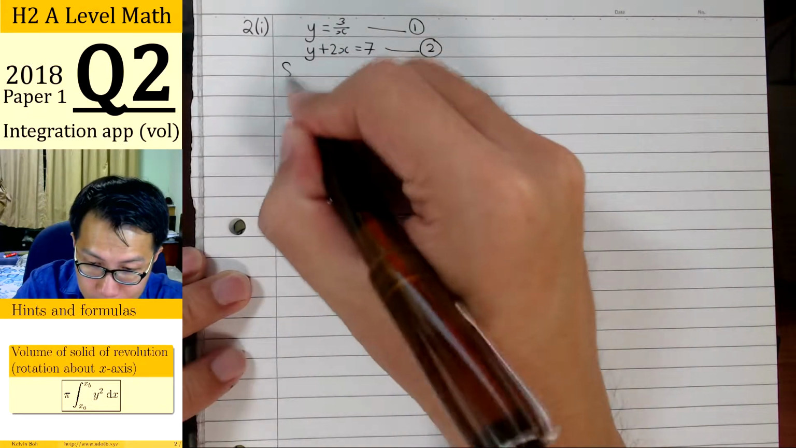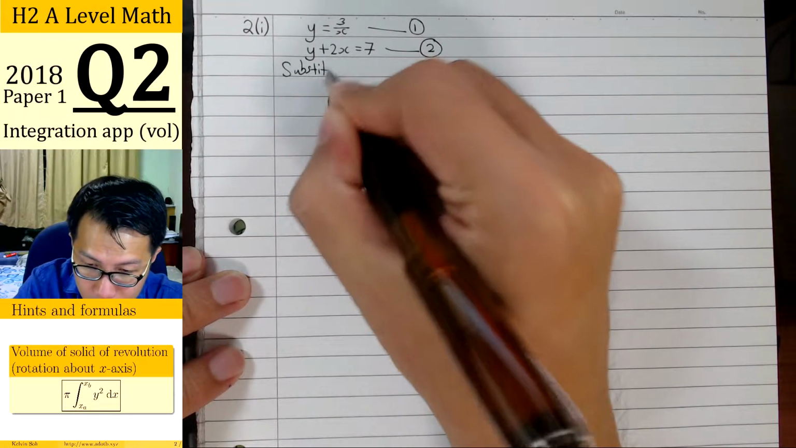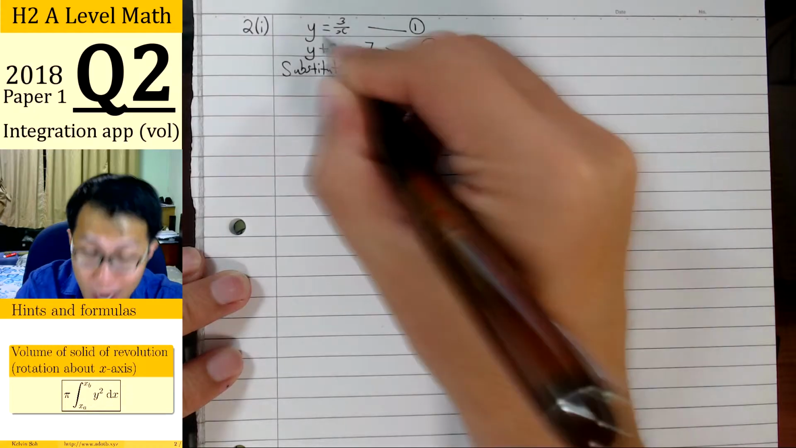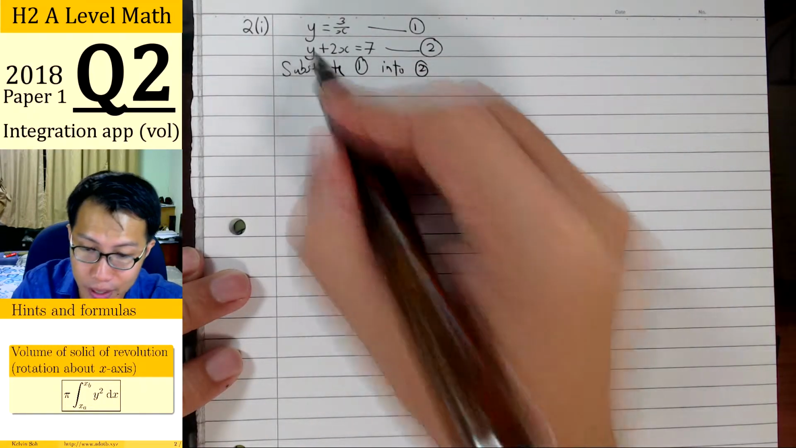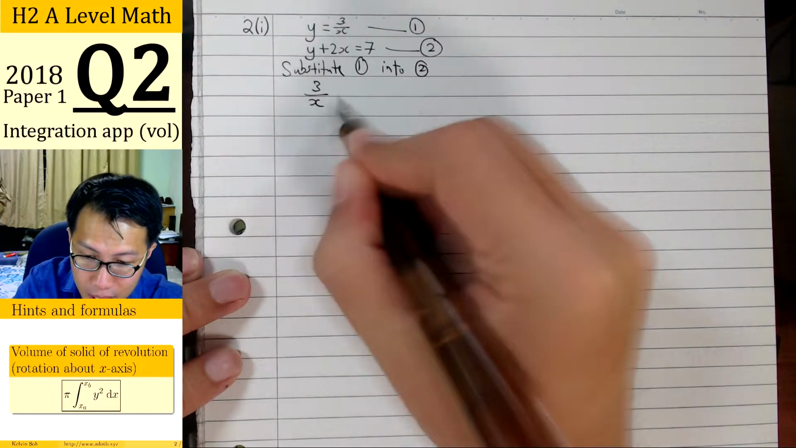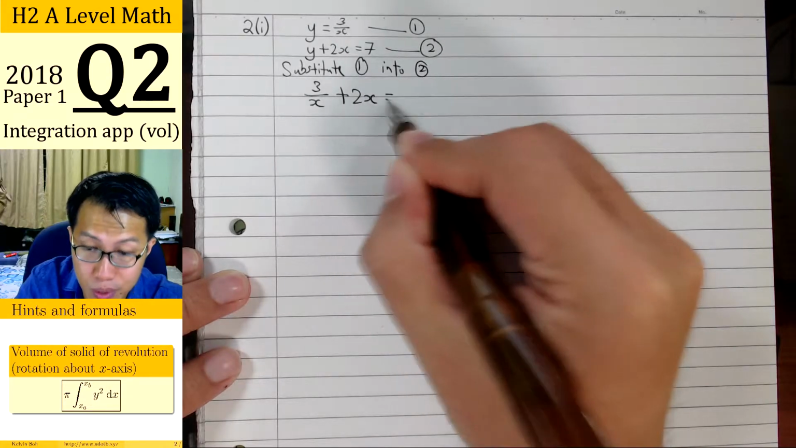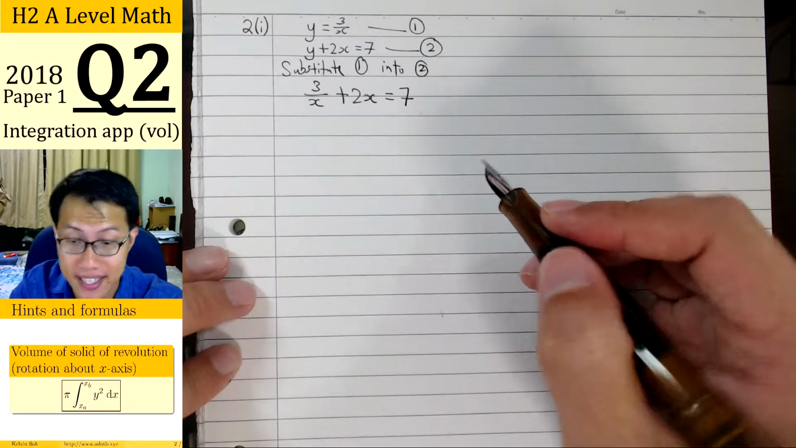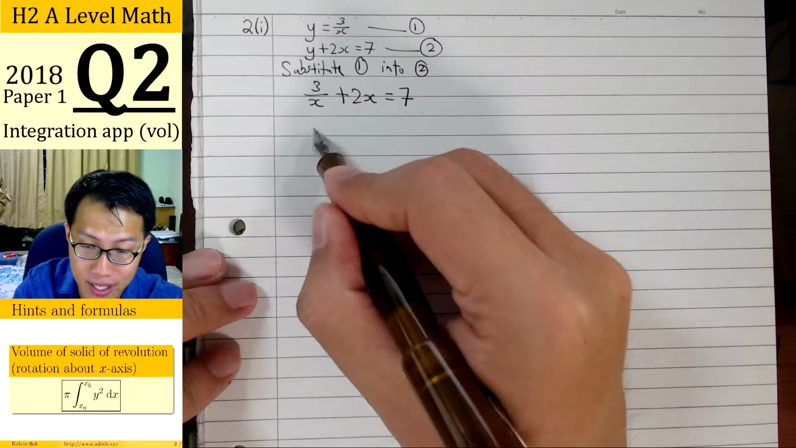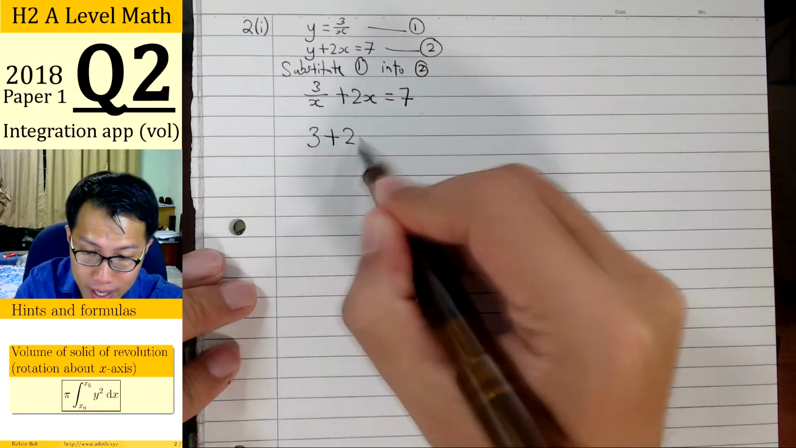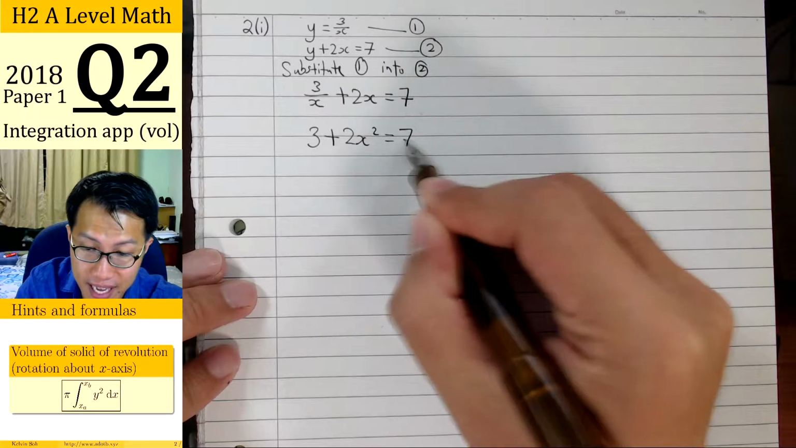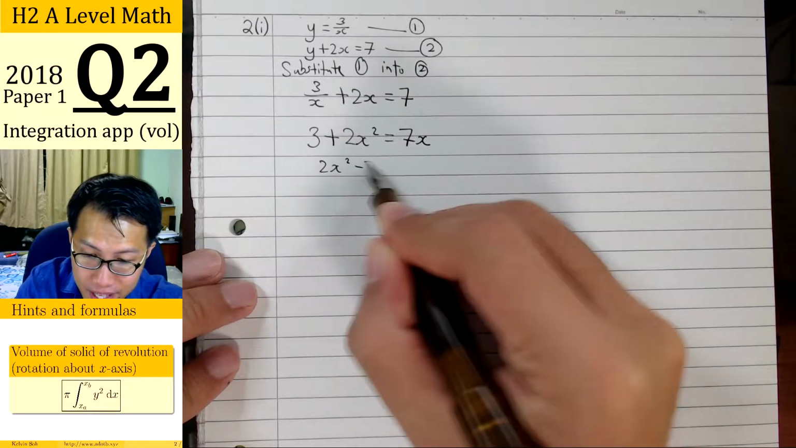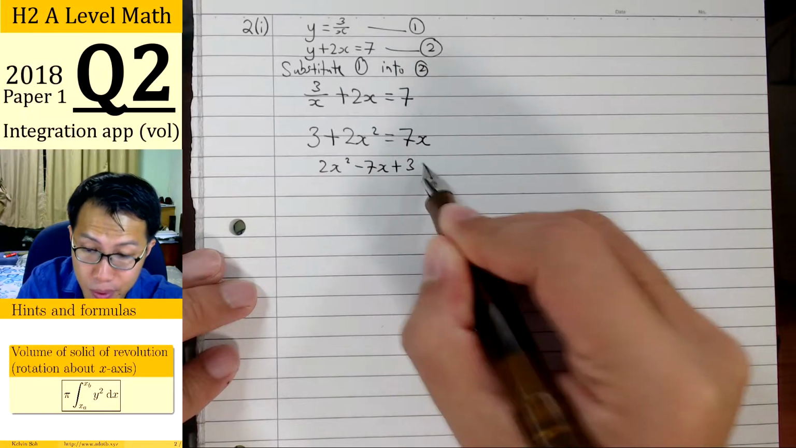So substitute 1 into 2. So y is 3 over x. So y is replaced with 3 over x plus 2x equals to 7. To get rid of the fraction, let's multiply throughout by x. So 3 over x multiplied by x gets us 3 plus 2x squared equals to 7x. Rearranging gives us 2x squared minus 7x plus 3 equals to 0.